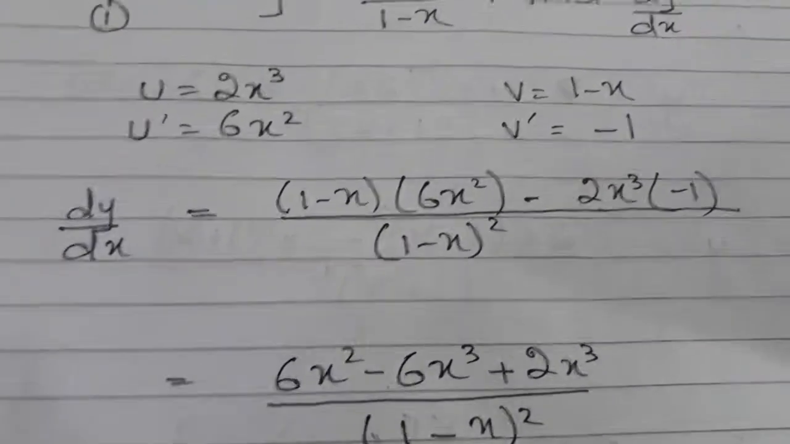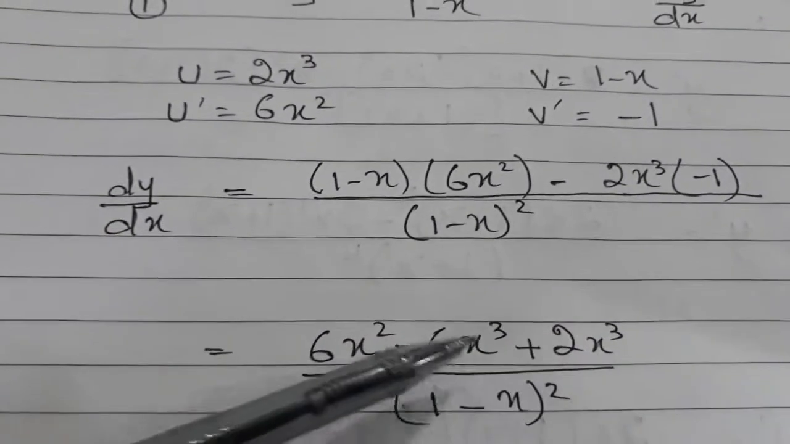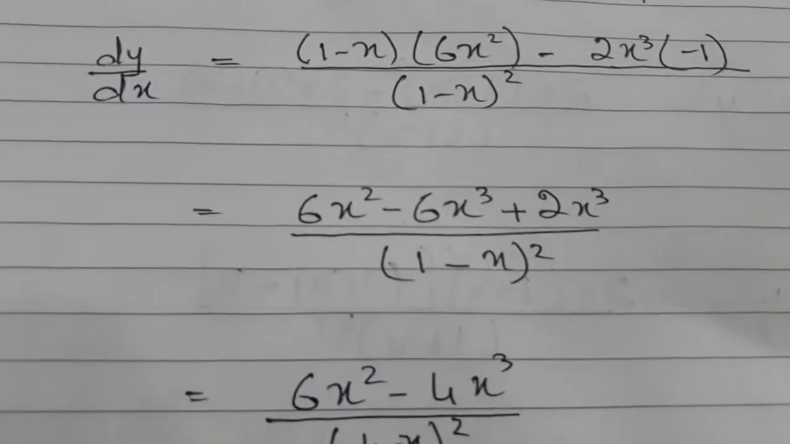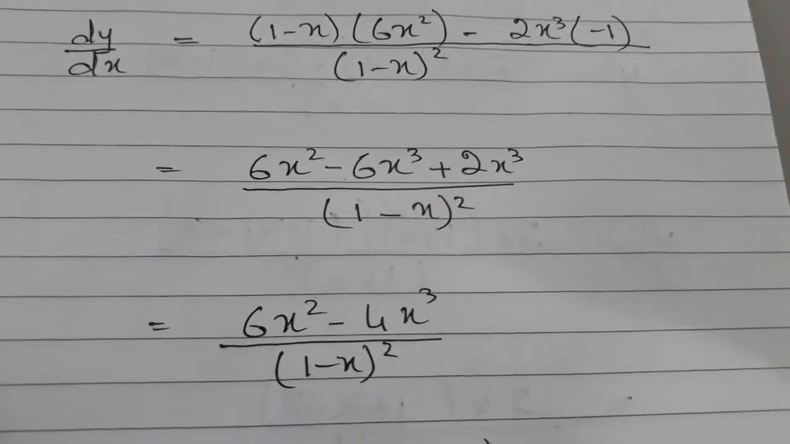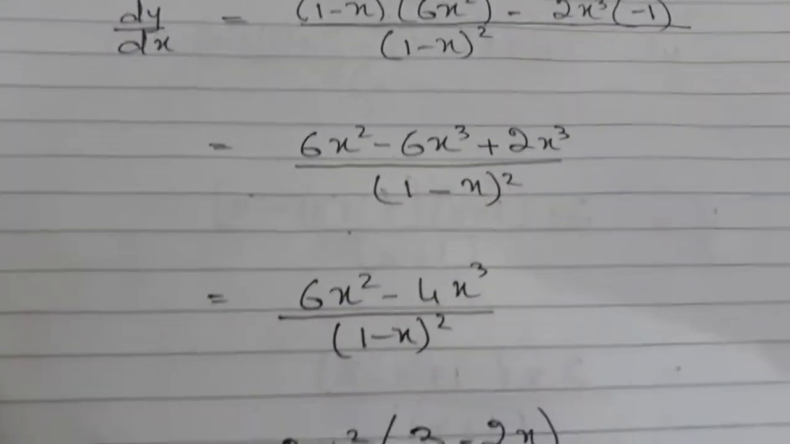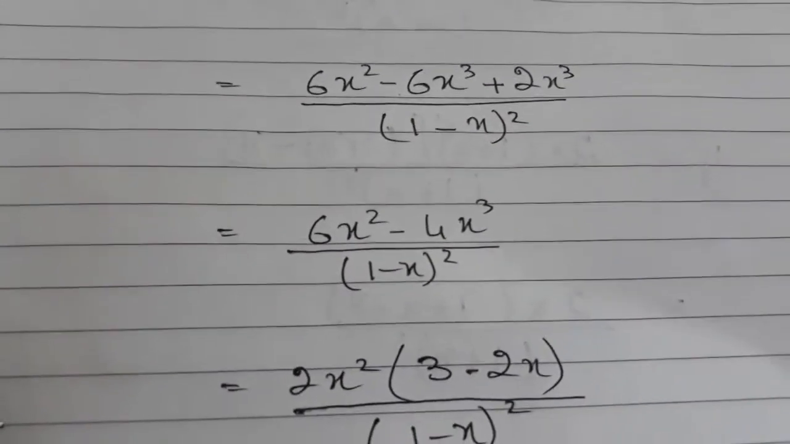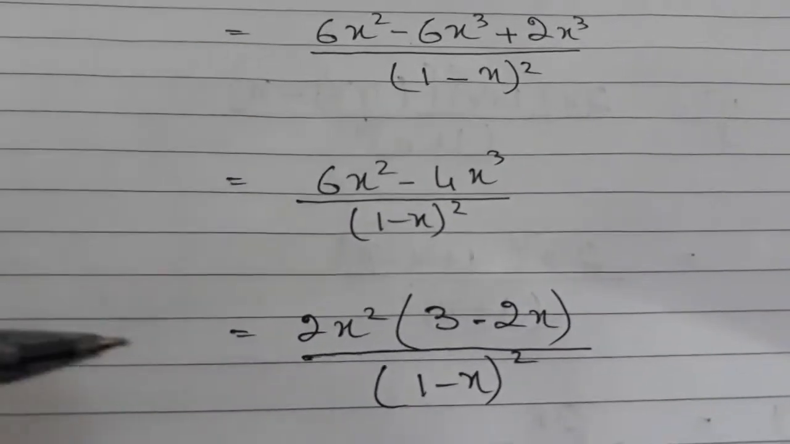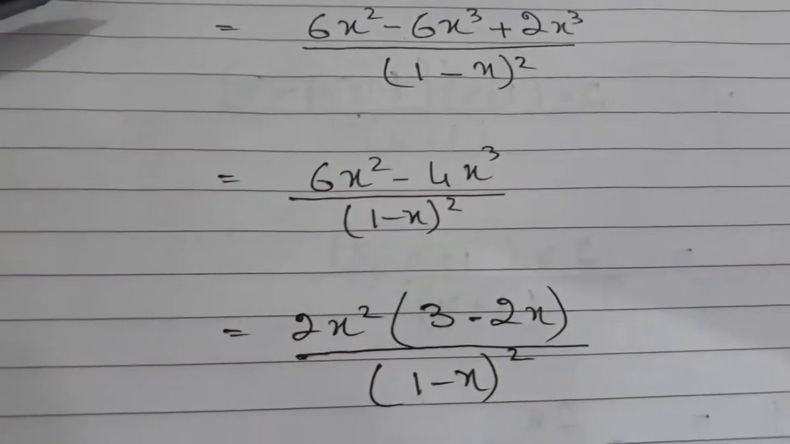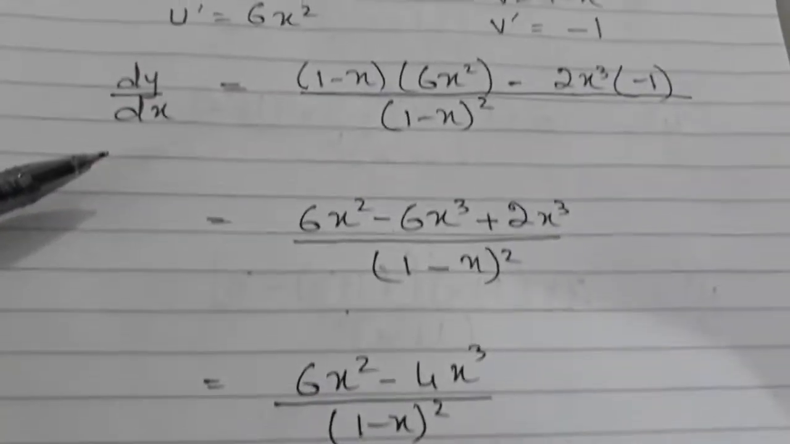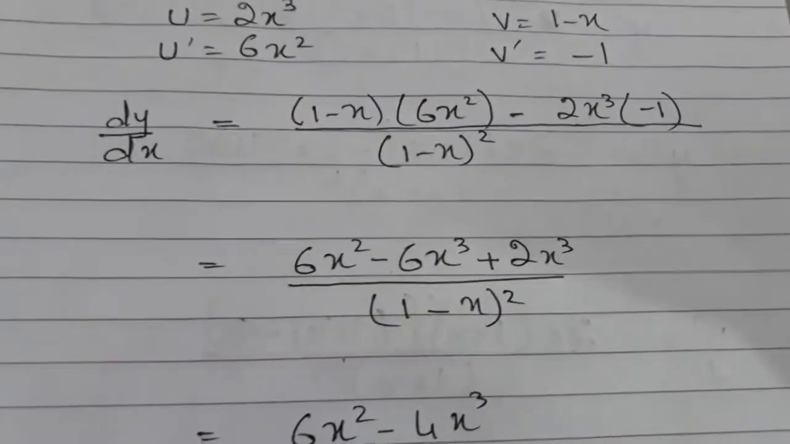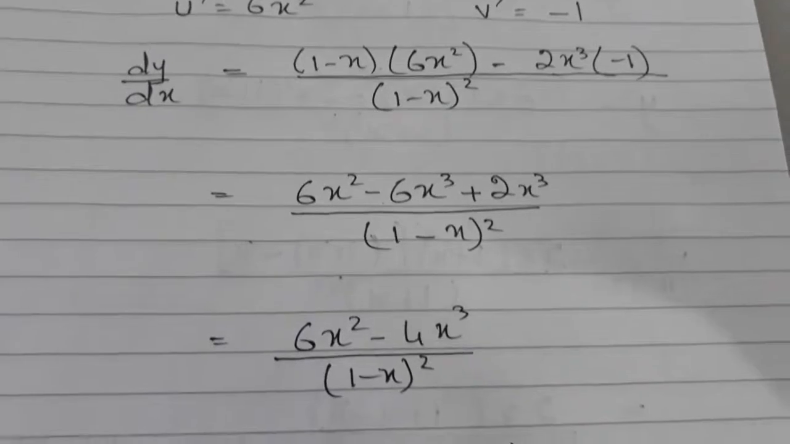Like terms will be added or subtracted. These two are like terms, so minus 6 plus 2 is 4, so I'll simplify it. After that, if you see that you can further factorize the numerator, do so, because we write in the simplest form, and simplest form is always the factorized form. So now you can see I have simplified it. This is the derivative of the function we have seen above, which was 2x cubed divided by 1 minus x.